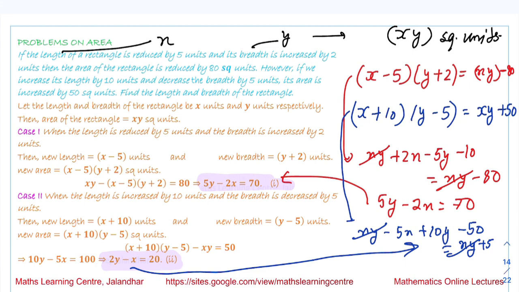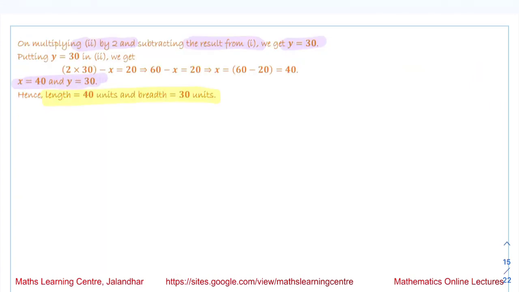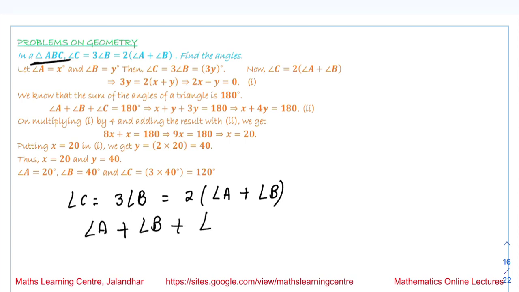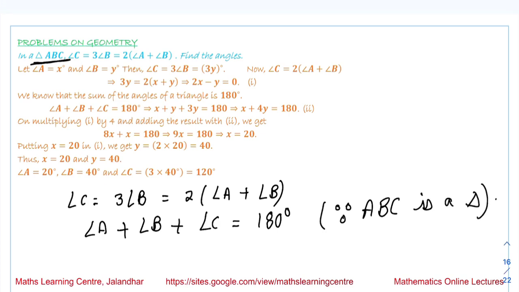Next are problems based upon geometry. In a triangle, it is given that angle C is equal to 3 times angle B, and that is equal to 2 times angle A plus angle B. Now the one thing that is given to us is that ABC is a triangle. It means angle A plus angle B plus angle C will be equal to 180 degrees. This is because ABC is a triangle, so the sum of its angles is 180 degrees.